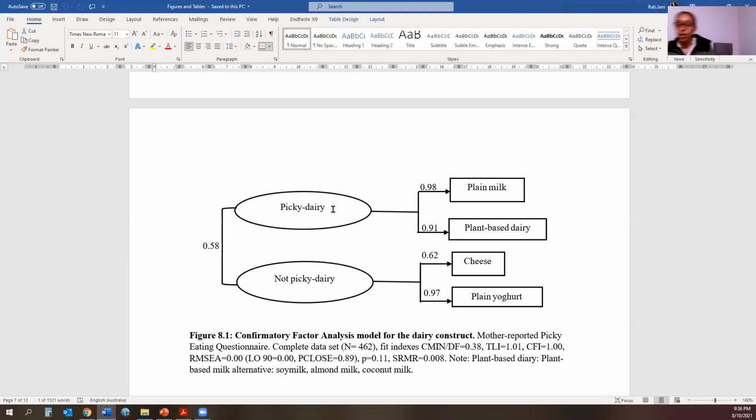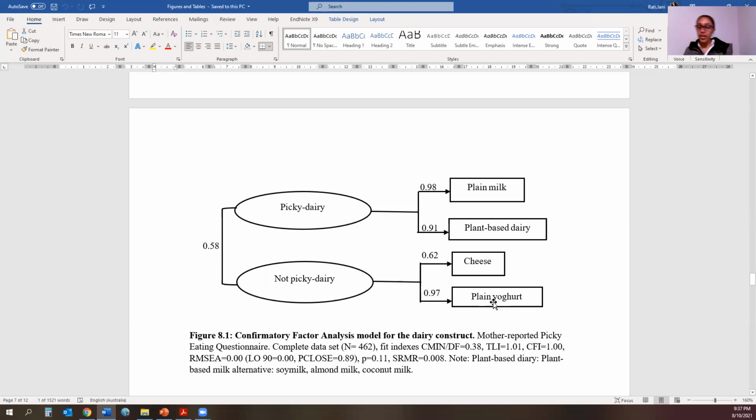So over here I have a dairy construct which is called picky dairy. Picky dairy means mums are saying that their children are picky for these dairy items. And non-picky dairy is where mums are saying that their children love these items. So which dairy items are children picky towards? It's plain milk and plant-based dairy, like your almond milk, soy milk, and stuff like that. Then you have your non-picky dairy items, meaning the children love these items. This is your cheese and plain yogurt.